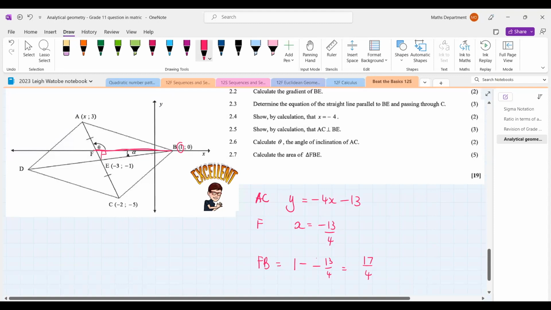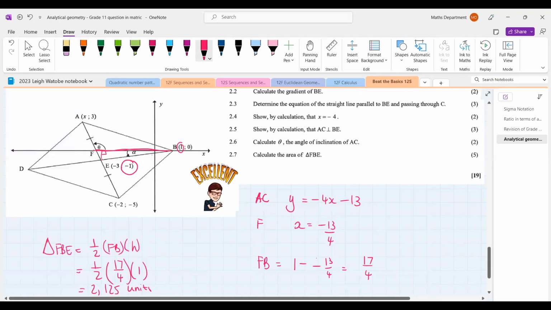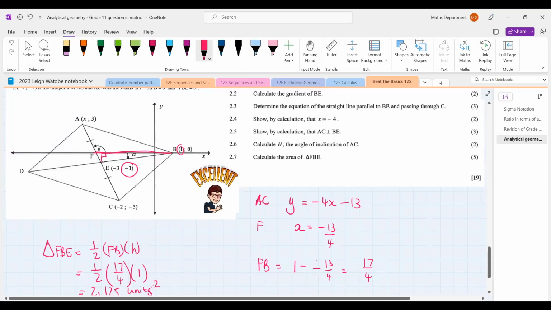And then I said that the area of triangle FBE was half. My base I used was FB, and then the little height I've put in pink there for you. So that would be half times 17 over 4, and then I said the height of this triangle is 1 because of that y coordinate over there. Okay, and that's how I got 2,125 square units.